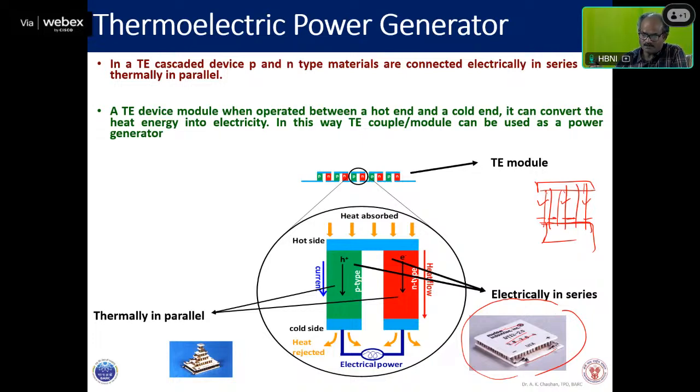When operated between a hot and cold end, it can convert the heat energy into electricity. In this way, the TE couple module can be used as a power generator. Here you can see these are thermally in parallel, and electrically, if you use some more devices, you will connect it like this and then take the connection from this point.